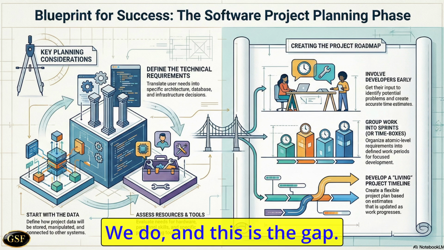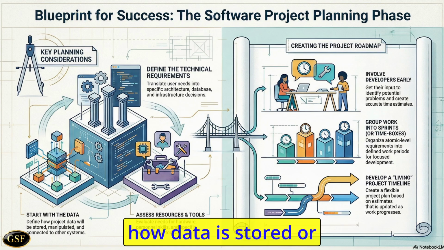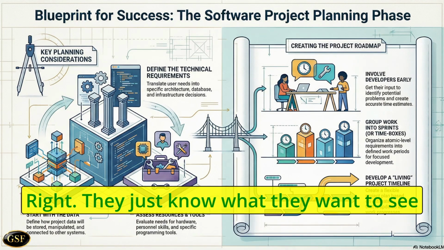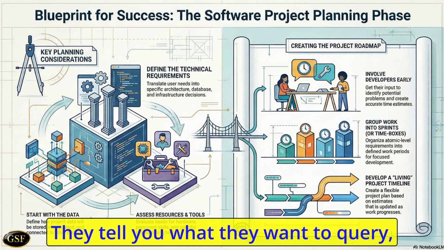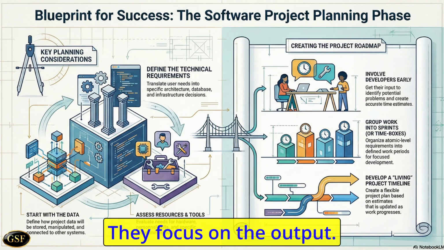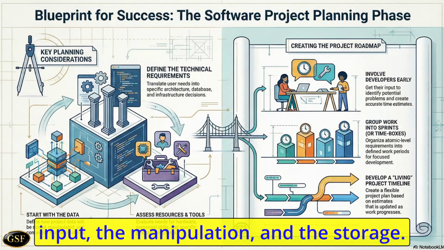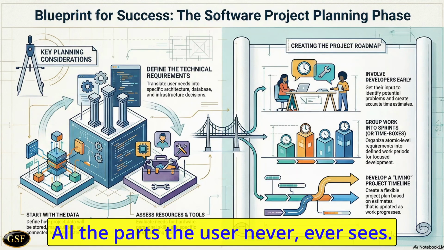We do, and this is the gap. User requirements rarely, if ever, define how data is stored or internally manipulated. Right. They just know what they want to see. They tell you what they want to query, what buttons they want to click, and what numbers they need to see on the screen. They focus on the output. Our planning phase has to focus on the input, the manipulation, and the storage. All the parts the user never, ever sees.